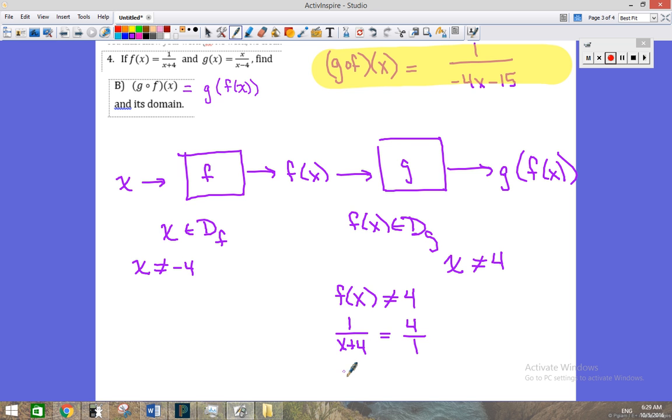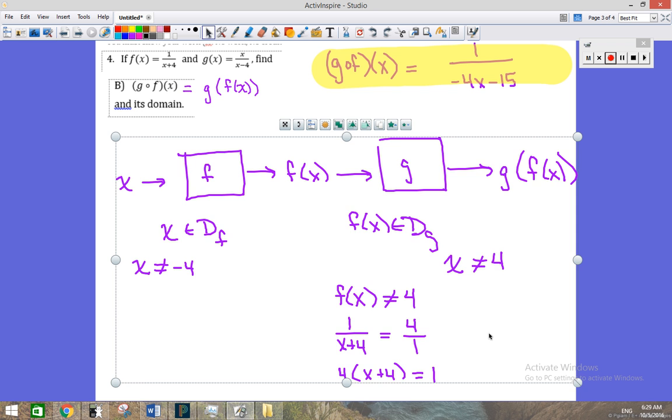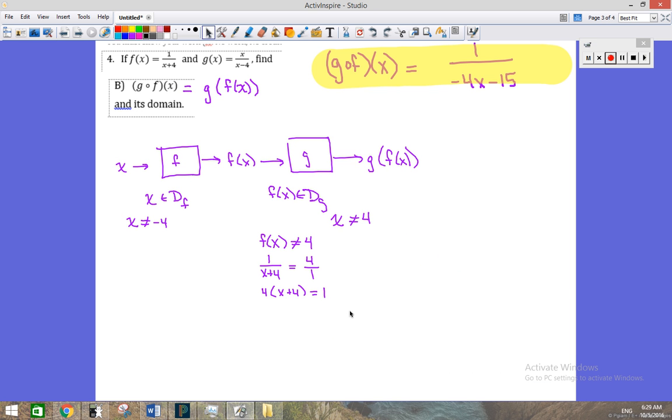If I cross multiply, 4 times x plus 4 is equal to 1 times 1. So let's distribute and solve for x. 4x plus 16 is equal to 1. X is negative 15 over 4.